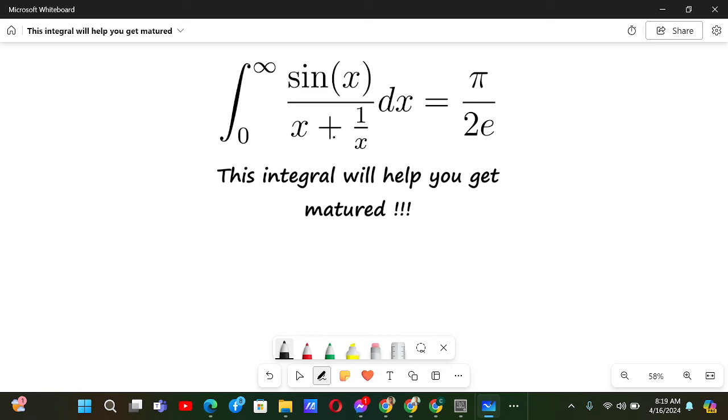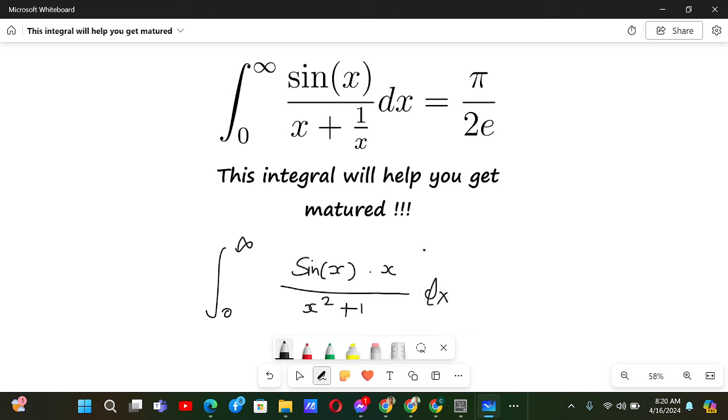So first of all, let's simplify this by multiplying both numerator and denominator by x. Integral from 0 to infinity of sine x, multiplied by x over here, it will be x square plus 1 dx. Now how do we further simplify this?